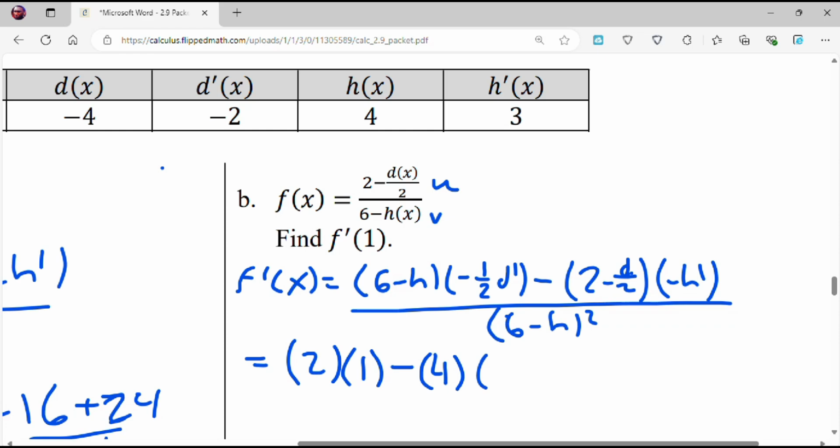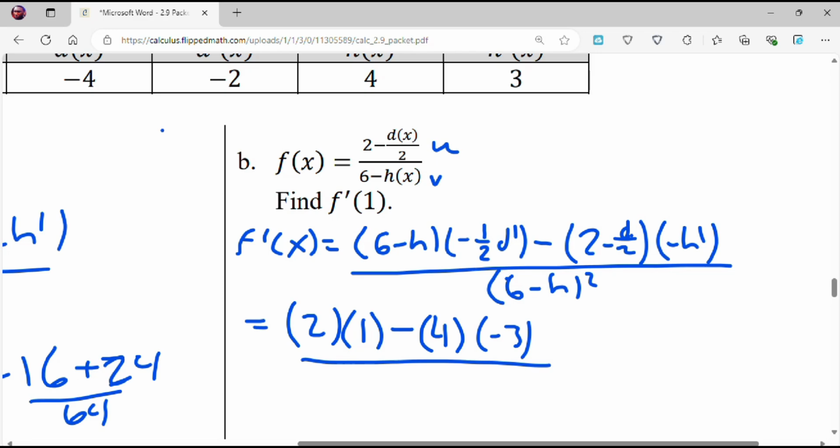And then times negative h prime. h prime is 3, so times negative 3. Over 6 minus h squared. h is 4, so 6 minus 4 is 2. 2 squared is 4. 2 minus negative 12 is going to be 14, and then divided by 4. Simplify, you get 7 over 2. And there we go.